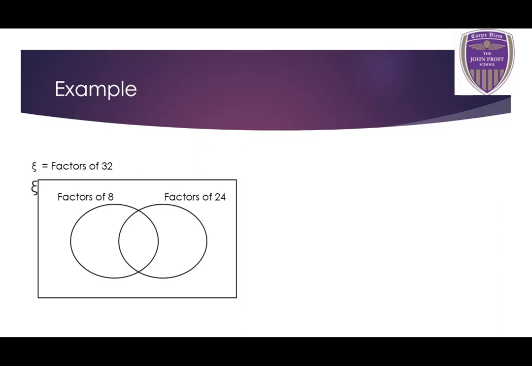So in this question, the whole Venn diagram will contain factors of 32, sorry. And we have two circles. One is factors of 8 and one is factors of 24. So let's think about factors of 32.